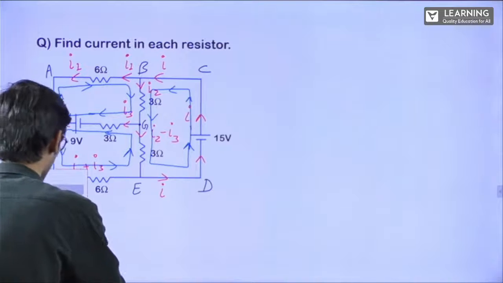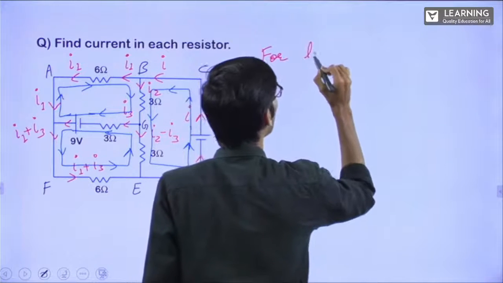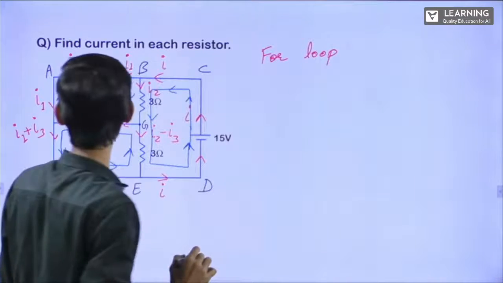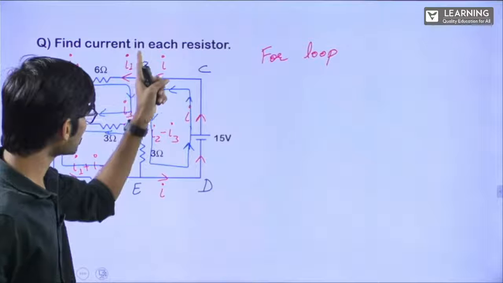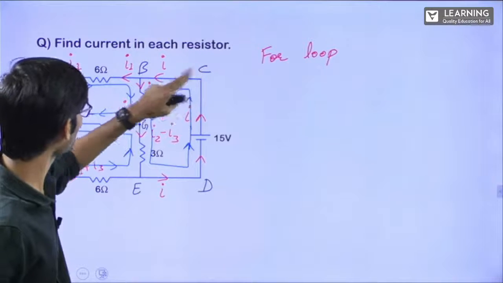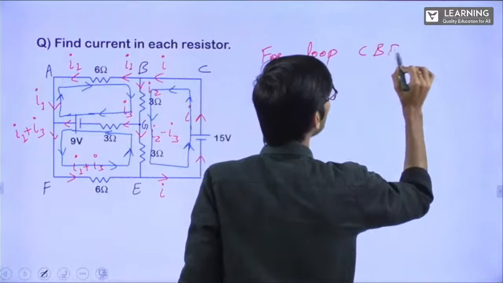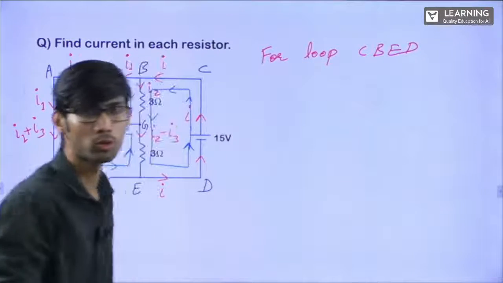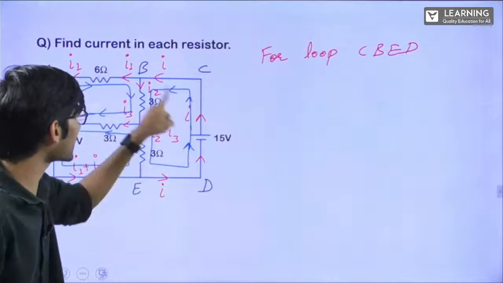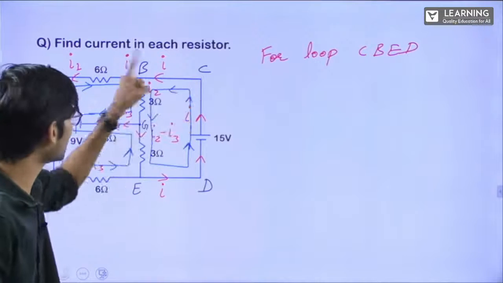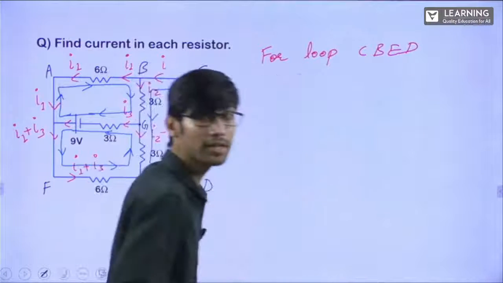Now, for the loop, first we'll select any loop. Let's select this one: B, C or C, B, E, D. While writing the name of the loop, write it in the direction which you have assumed. This direction is anti-clockwise. So you will take C, B, E, D. Clear? For loop C, B, E, D.